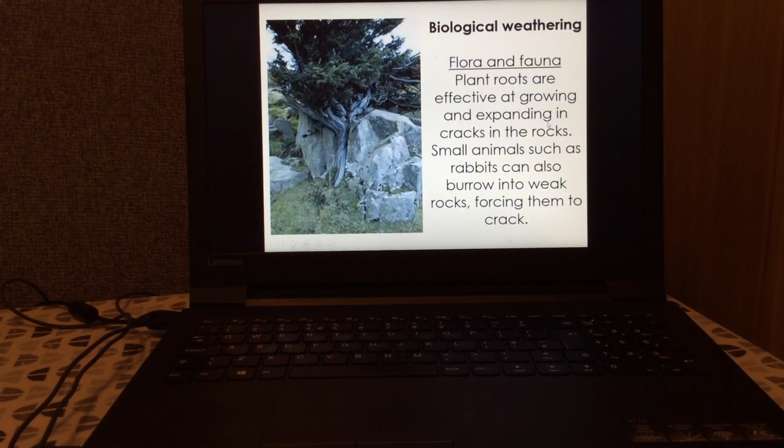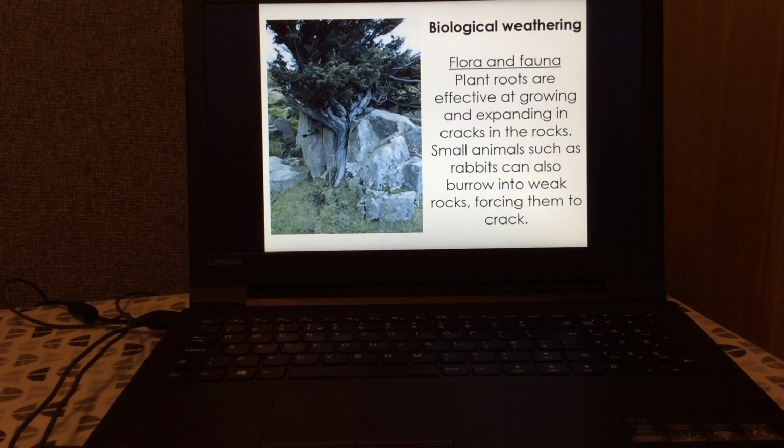And then finally we've got biological weathering. So this is weathering by plants or animals, flora and fauna. Flora is plants, fauna is animals. So plants can weather the rock because they grow in them. Their roots can break the rock up. The power of roots is really phenomenally strong. Think about pavements which get broken up by the roots of trees, where the pavements kind of get pushed up by the roots of trees. Well, the same thing happens in nature.